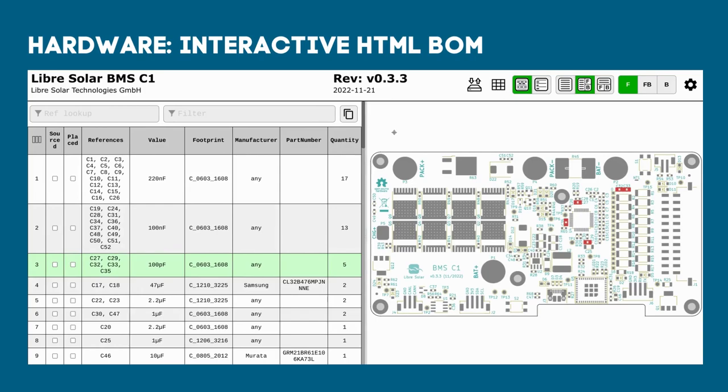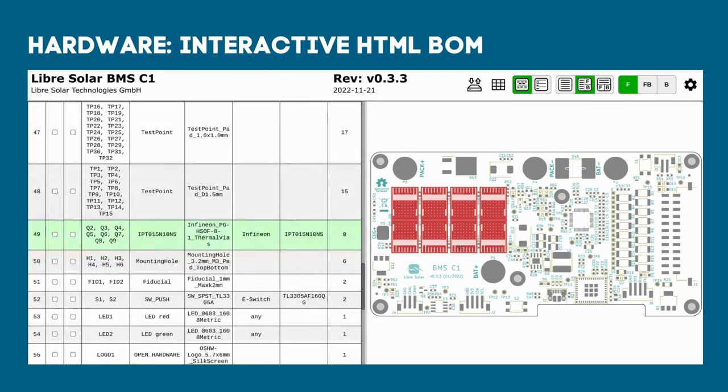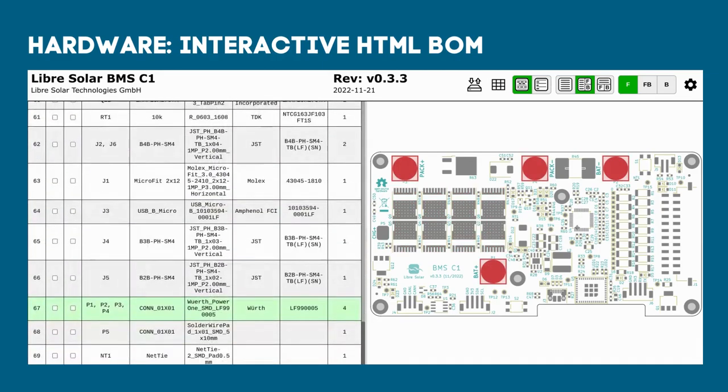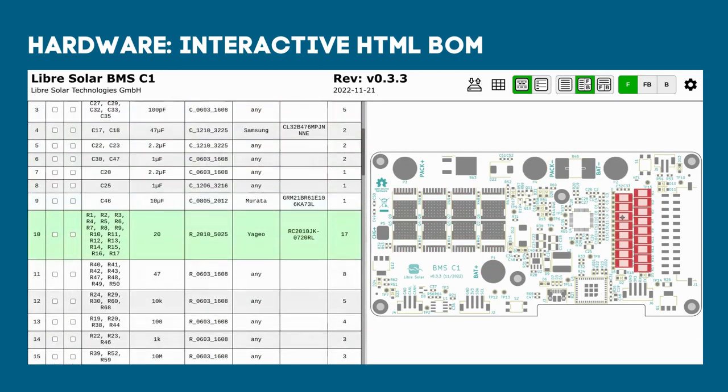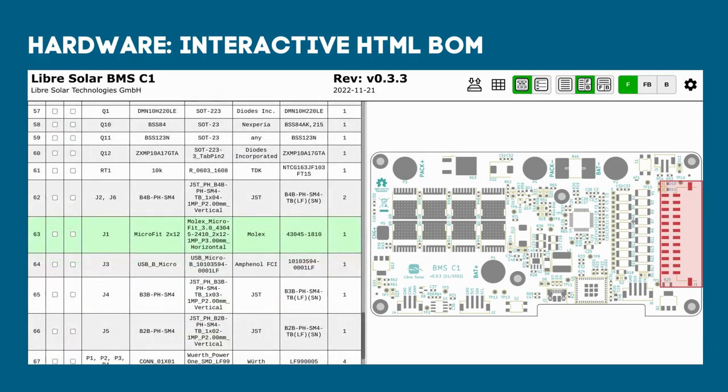Then this is the interactive HTML BOM I just mentioned. It's an export from the KiCad program, and it's really useful if you want to build the BMS or also if you want to understand what the components on the BMS are. You get this bill of materials at the left side, and you can click on those lines, and then it highlights the parts on the right side corresponding to the entry in the list. This really helps for manufacturing and understanding.